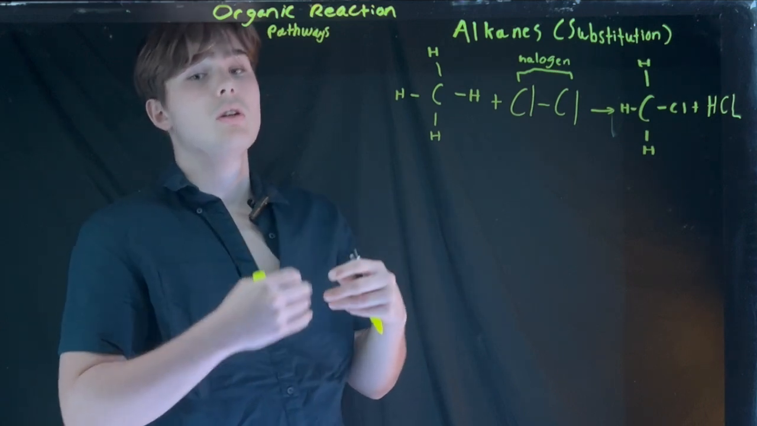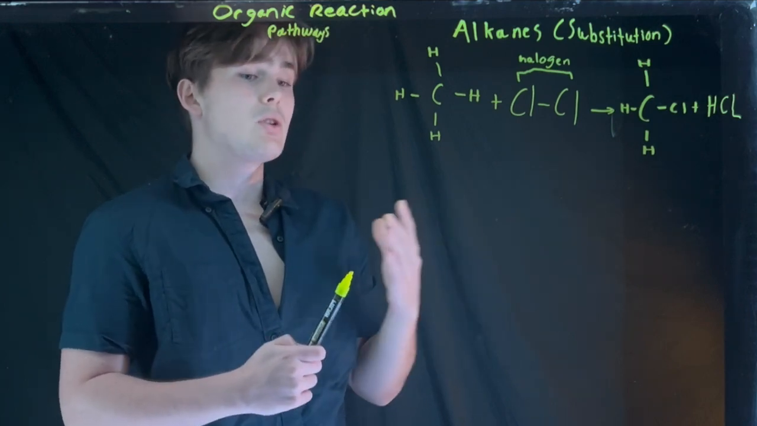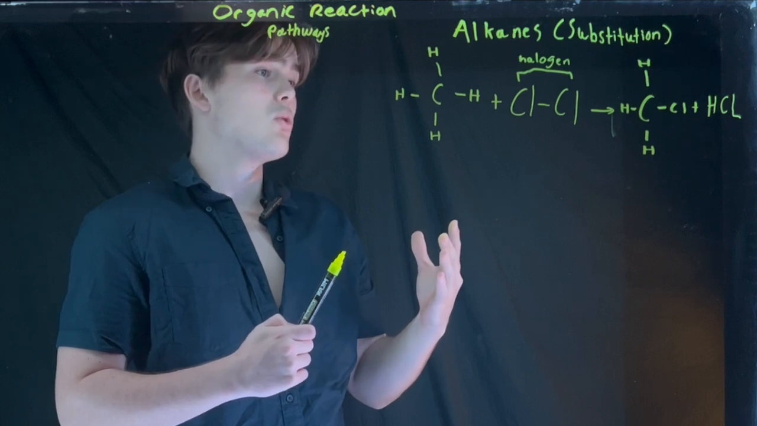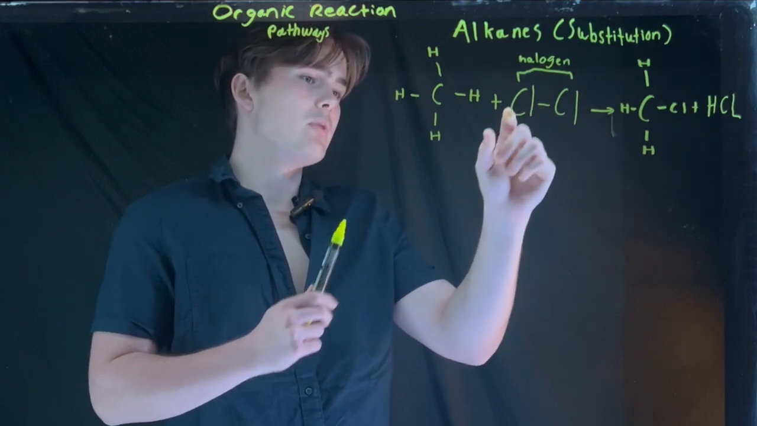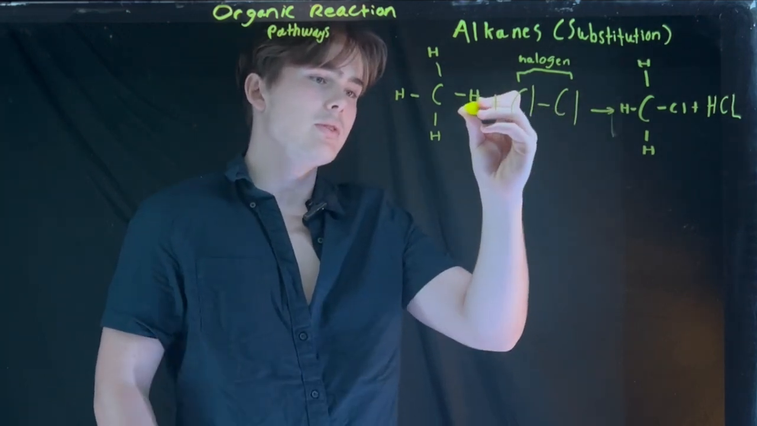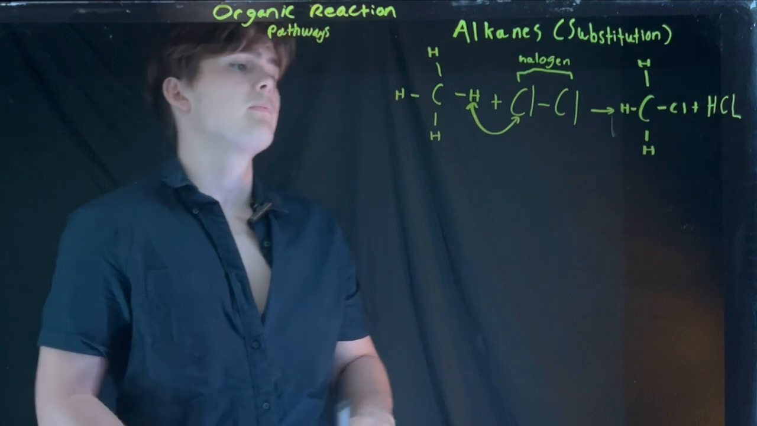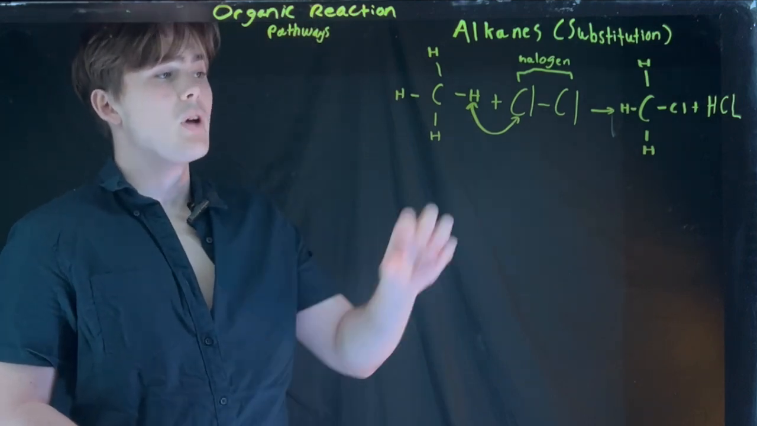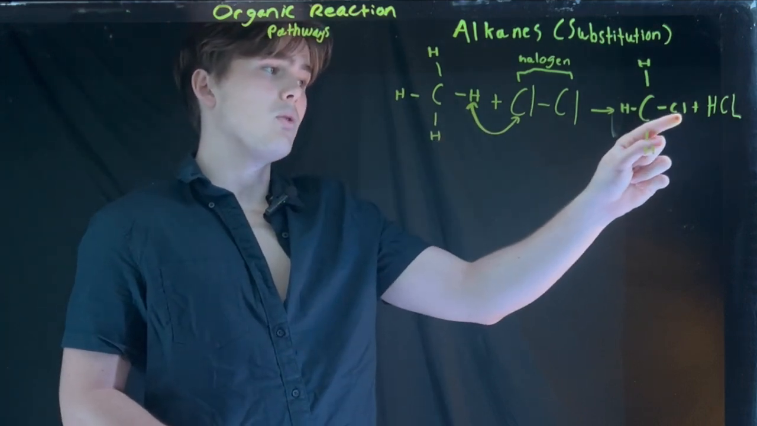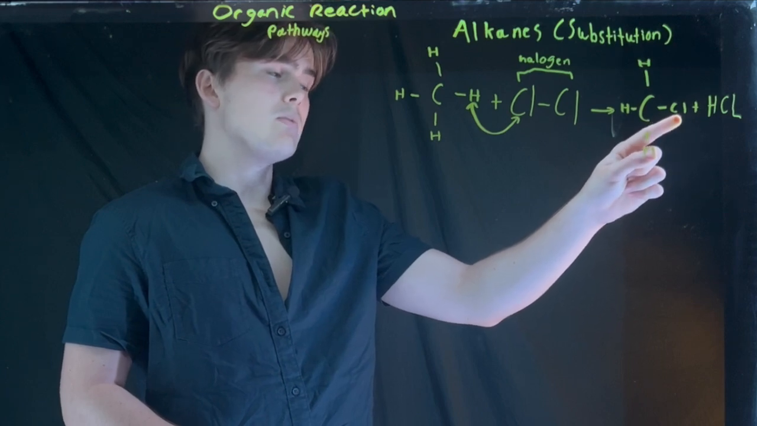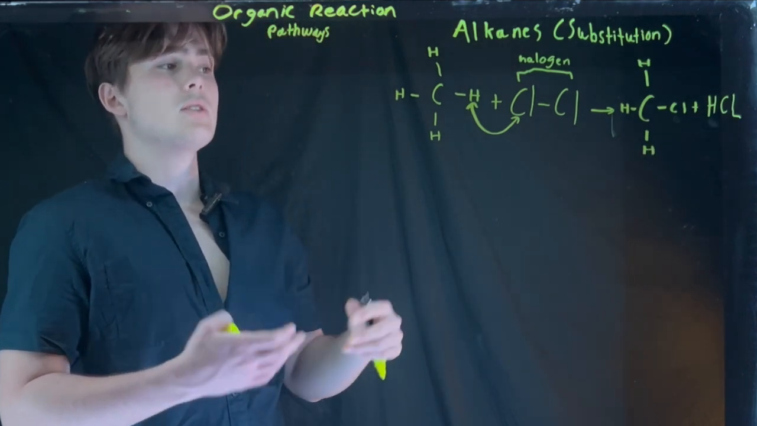Why is it substitution? Well, because we have an atom that is being substituted out for something else. What we can see here is the chlorine is being switched out. These two are actually switching. So the hydrogen and the chlorine are being substituted out, or they're switching places. If we look over here, we have a chlorine instead of a hydrogen, and a hydrogen instead of a chlorine on this side. So that's a substitution reaction.